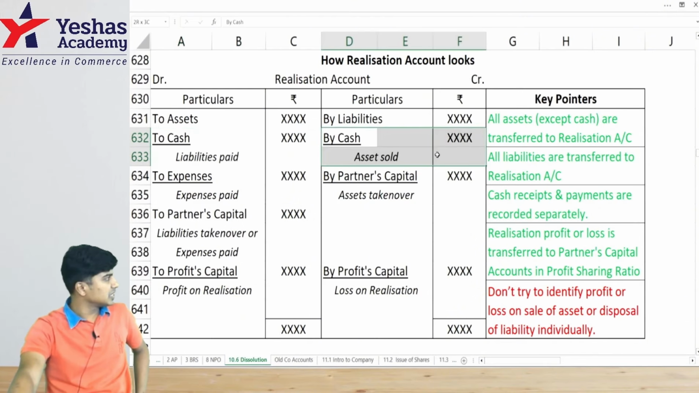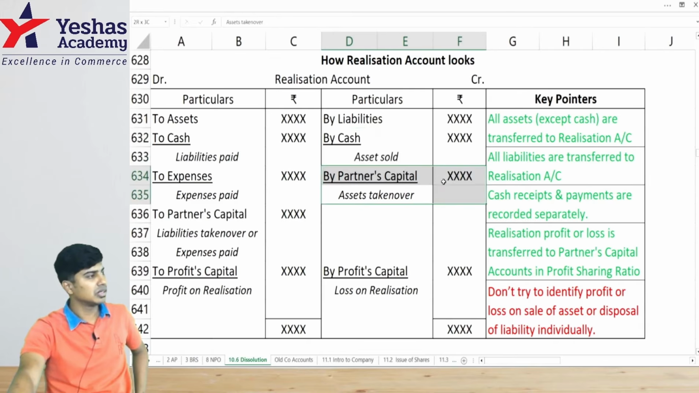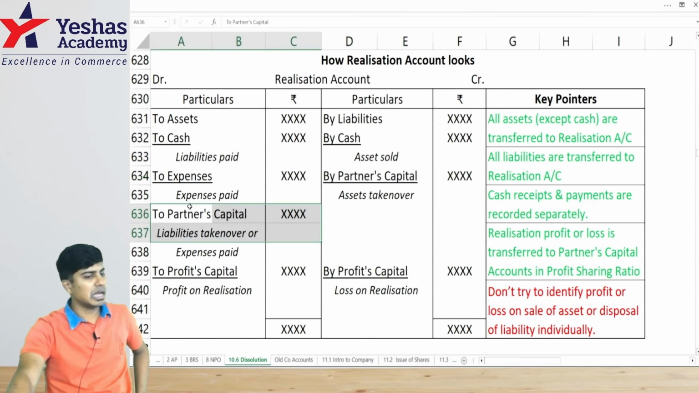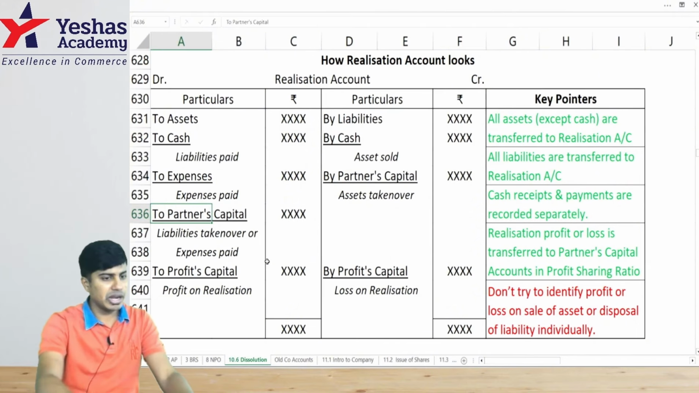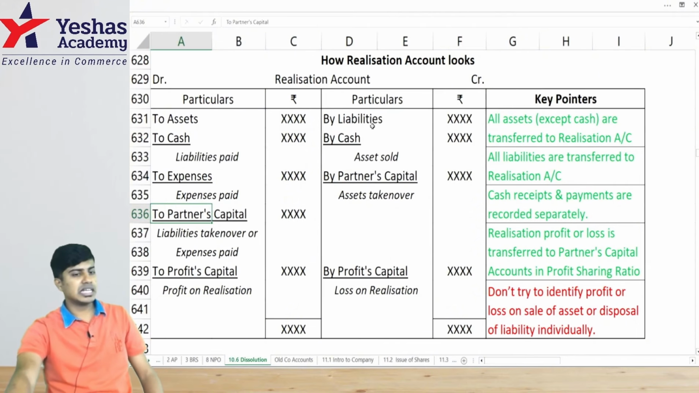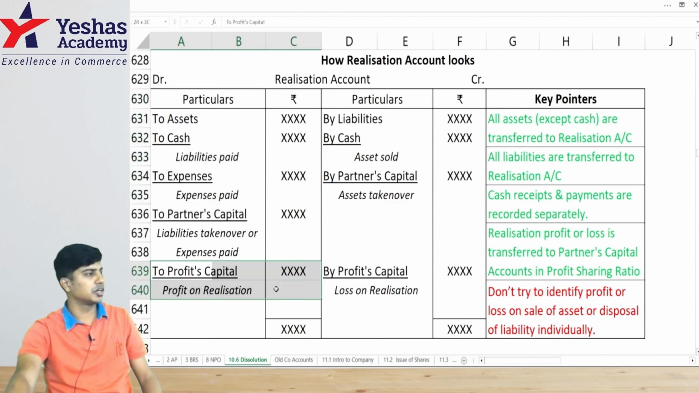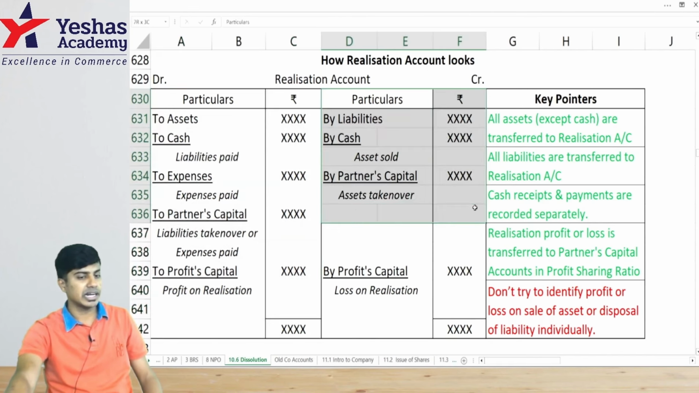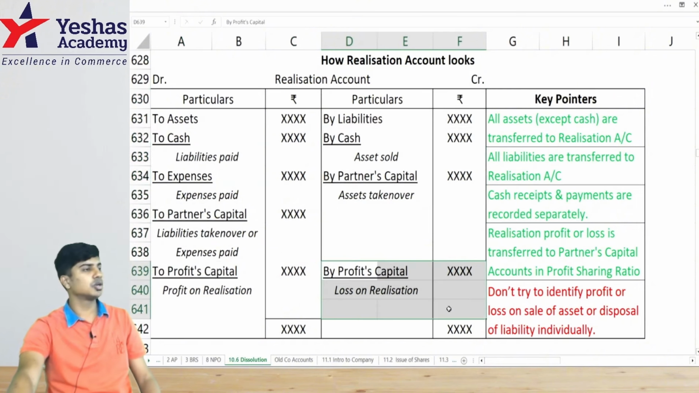Instead of you receiving the cash, if the partner has taken over the asset, credit partner's capital account here. If the partner has paid a liability, on the debit side write to partner's capital account. And ultimately you find profit or loss. Excess of credit over debit will be profit shared by partners. Excess of debit over credit will be loss shared by partners.